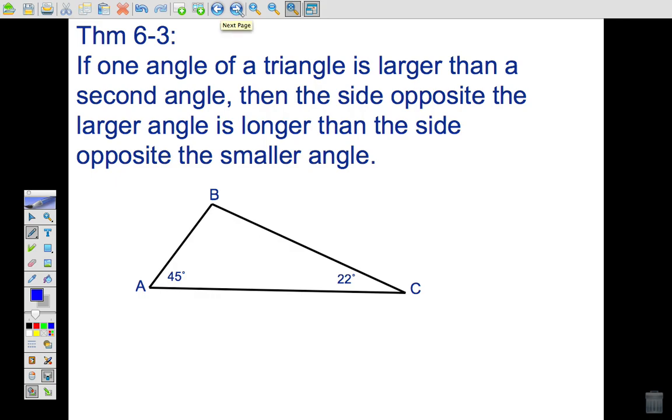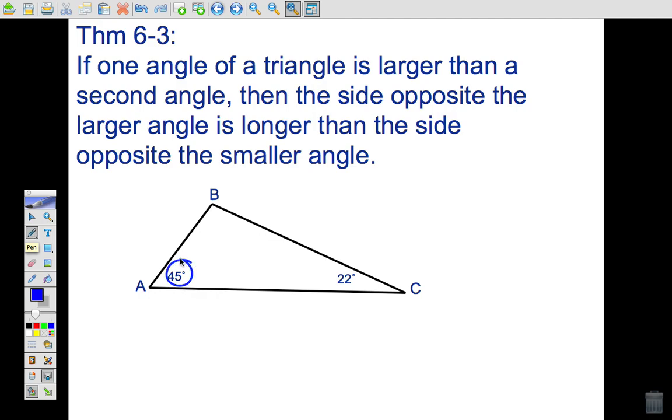All right, theorem 6.3. I've got a diagram. And really, 6.3 is maybe the converse of theorem 6.2, only because we're switching the sides and the angles around. If one angle of a triangle is larger than a second angle, then the side opposite the larger angle is longer than the side opposite the smaller one. They've used a lot of words to say this. Really what they're saying is the longer side is opposite the bigger angle.